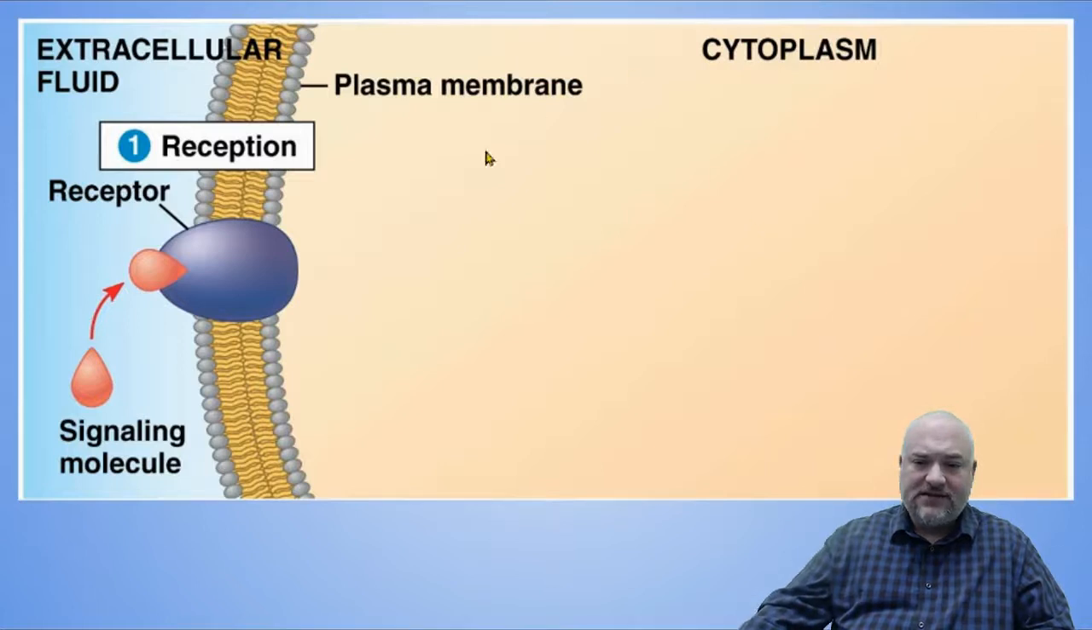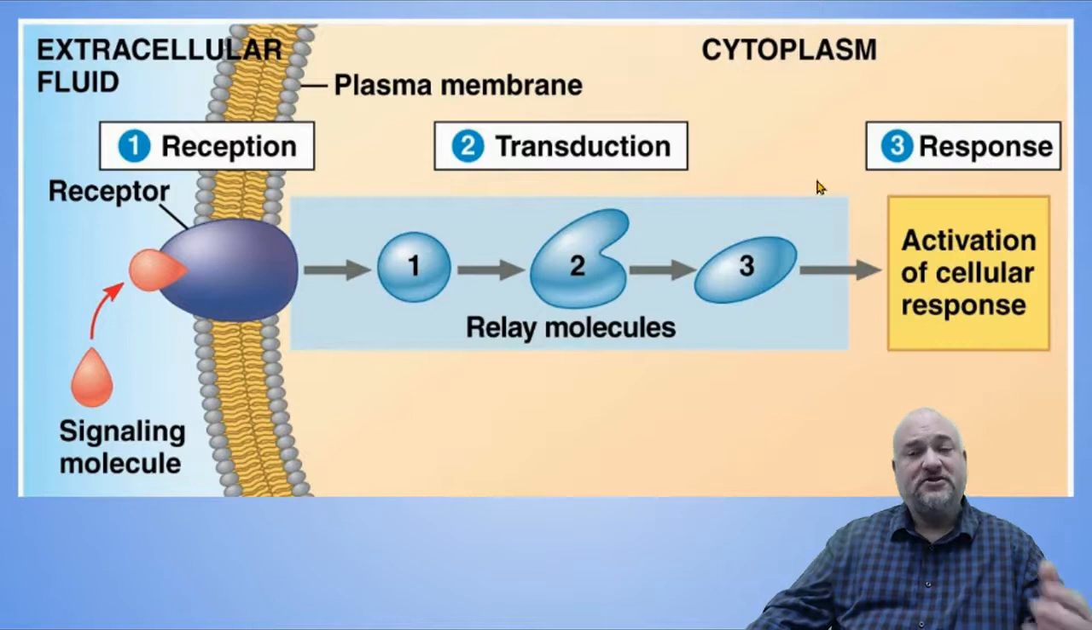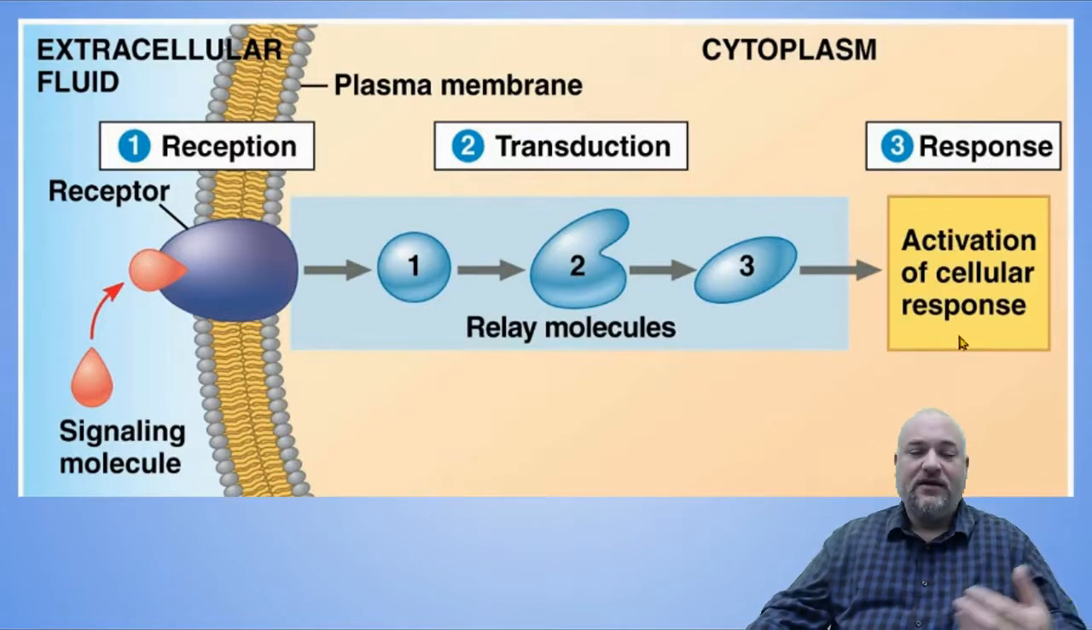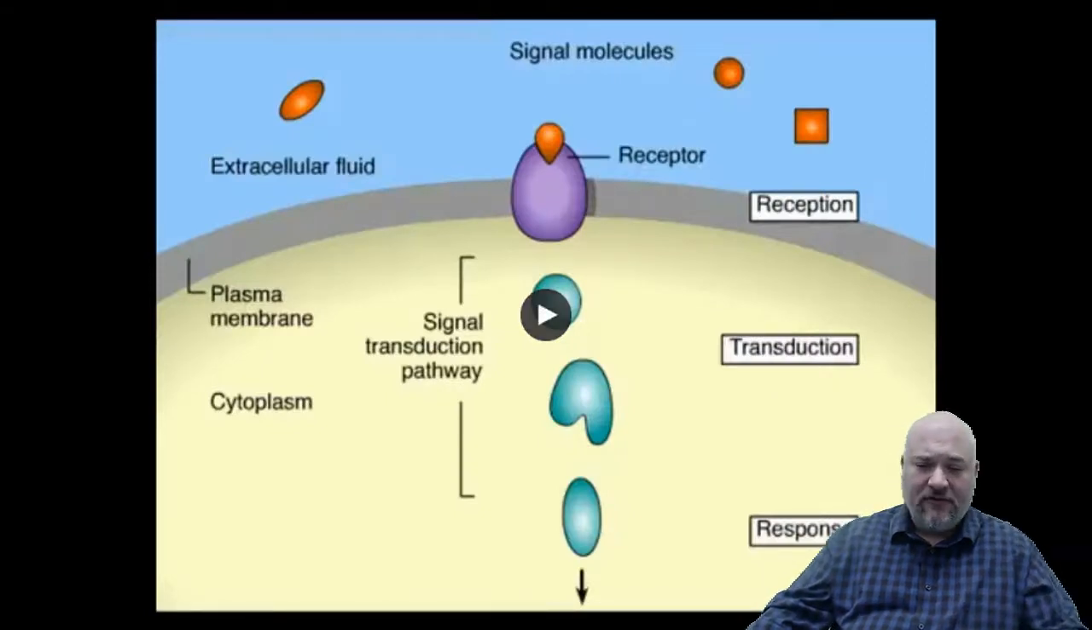Here we can see a picture. We got inside the cell, outside the cell, cell membrane. Here is the receptor, and here's the signaling molecule called a ligand. When that attaches, it causes a change here, which initiates a transduction pathway. And you see one molecule changes the shape of the next molecule, which changes the shape of the next molecule, which eventually leads to a cellular response on the other end. Okay, let's watch a video here that kind of shows that with some motion.